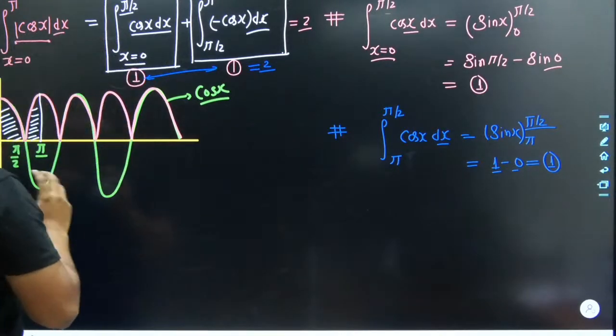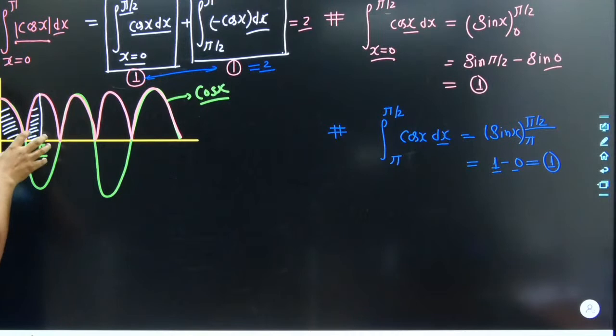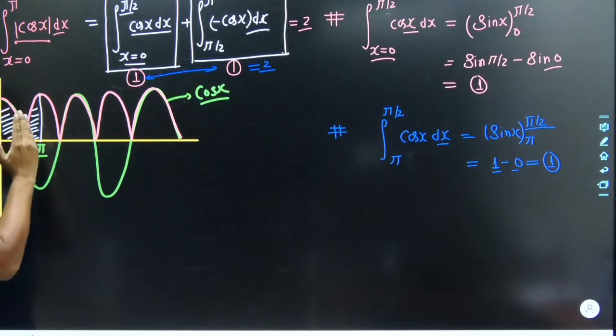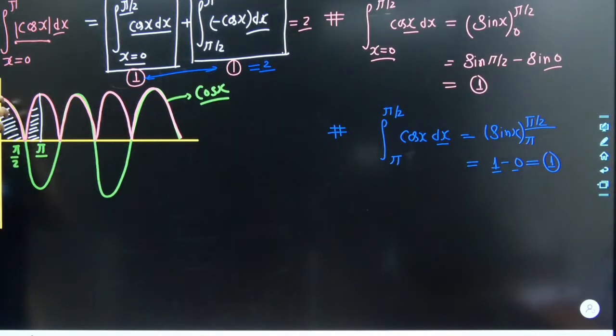Why? Because if you are not taking the modulus, the lobe which had been there towards the lower side would remain towards the lower side, and if you take a complete integration in one go from 0 to pi, there would be the area towards the upside as well as the same area towards the downside, and once you add them together, the value would become 0.